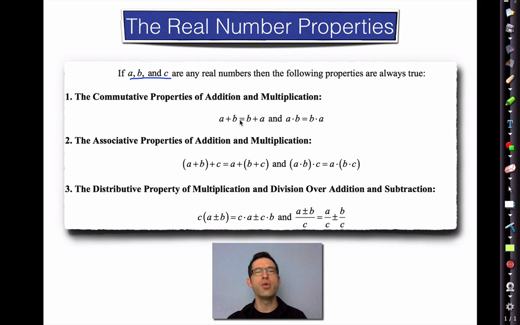All right, the commutative property. A plus B is the same as B plus A. We all know this, right? 3 plus 4 is the same as 4 plus 3. They're both 7.